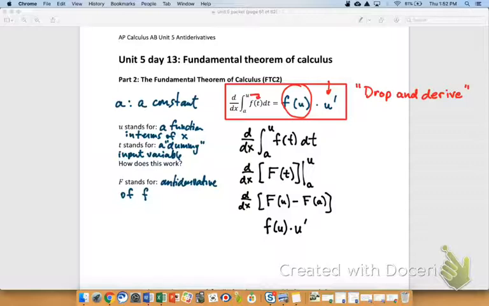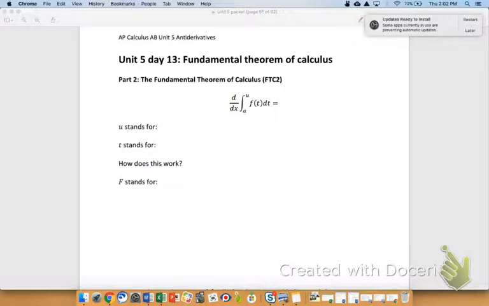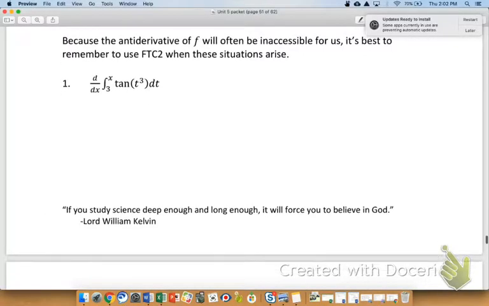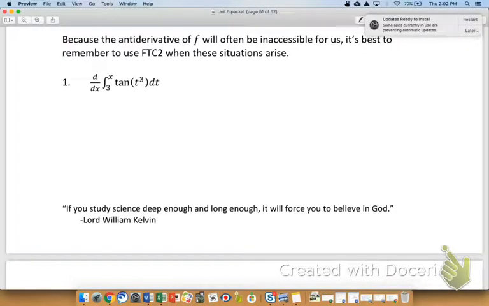Okay? So let's take a look at, we have 3 examples, and that's it. These are going to be pretty quick. Why don't we kind of do the first one together, see how you're doing with this, and then we'll see how you do with the rest of them. So I wrote there, because the antiderivative of f will often be inaccessible or impossible, perhaps for everyone, math PhDs included, it's best to just remember to use this FTC2 trick when you recognize that it's FTC2.